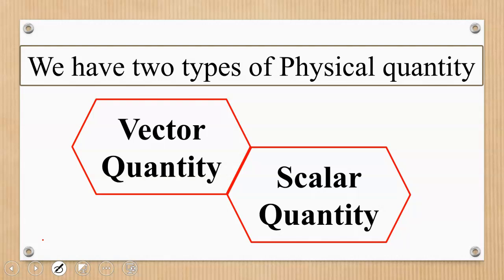Now we have two types of physical quantities. We have the vector quantity and scalar quantity. When we talk of physical quantity, we are just making reference to quantities that can be measured, like weight, force, velocity, mass, length, and so on and so forth. All these physical quantities can be categorized as vector and scalar.